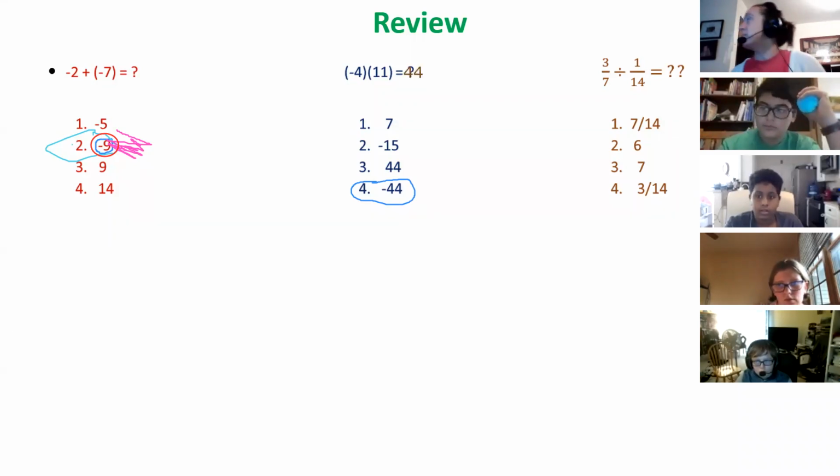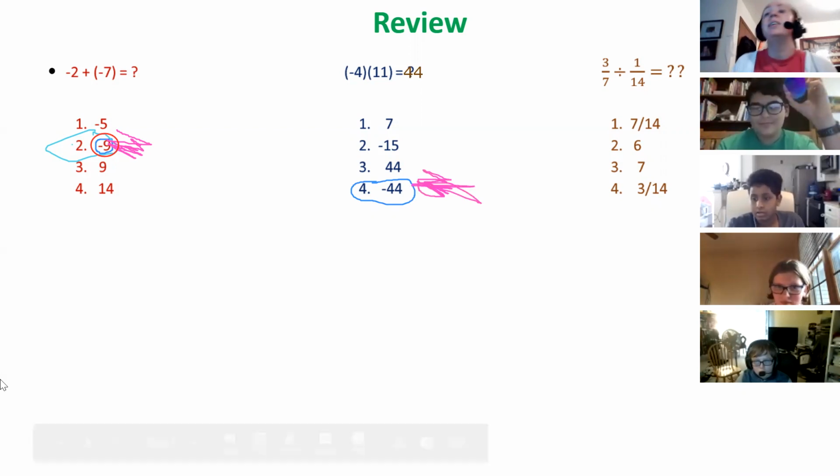Oh, I love that. Is the ball a green ball? That's so cool. That's super cool.